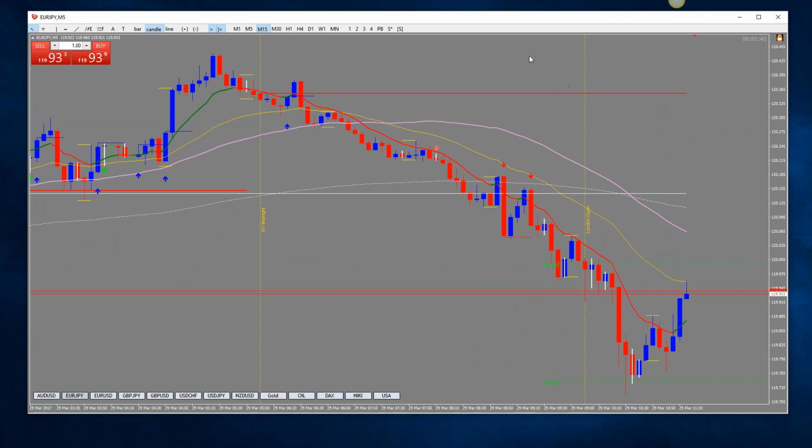All right. So what I'm looking for is this setup right here, which is primarily a good setup for me. I'm looking for a close above the 10 moving average. That's what this red line is, a 10 moving average. I want to close above it, and then I want to close below it, and that gives me my signal candle.